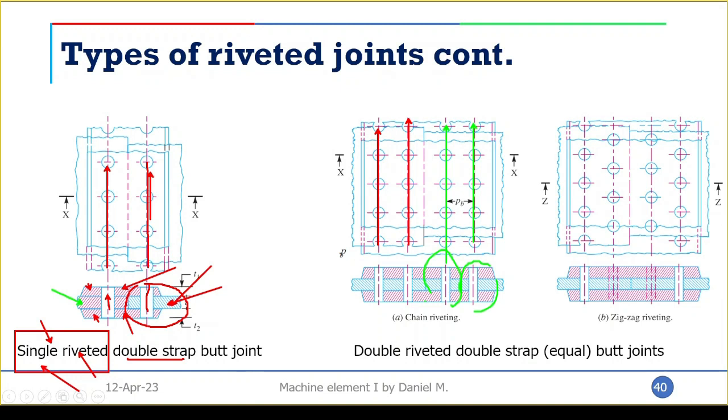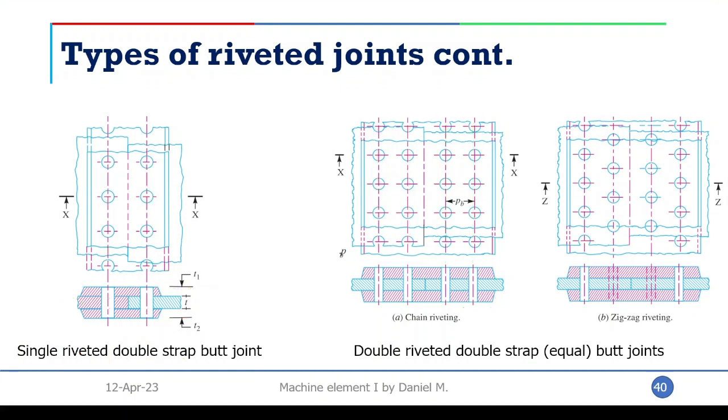So you can go like this for triple or quadruple. As the number of rows of rivets increases, the strength of our joint increases also.